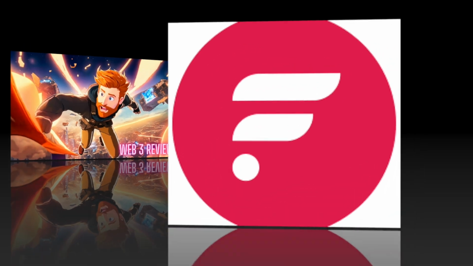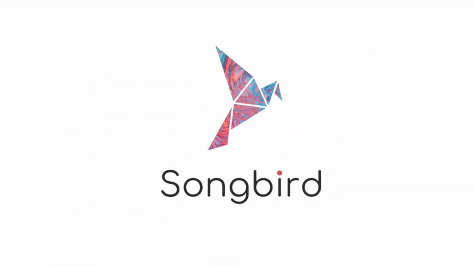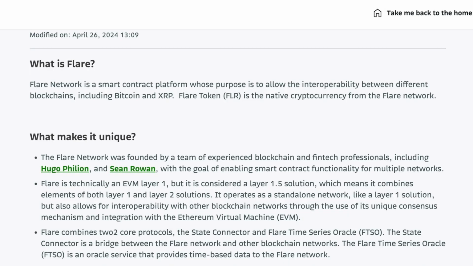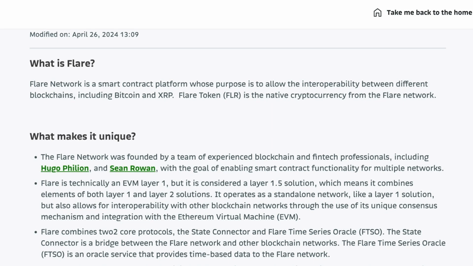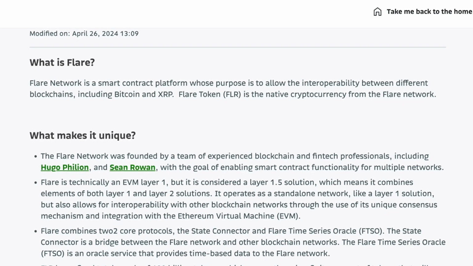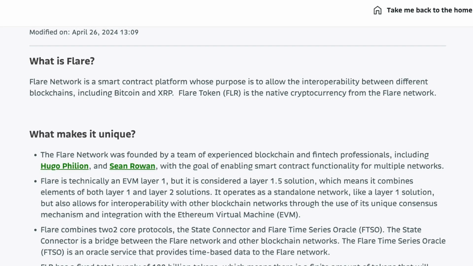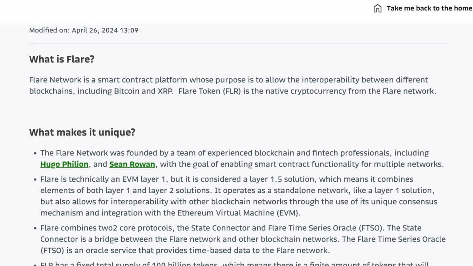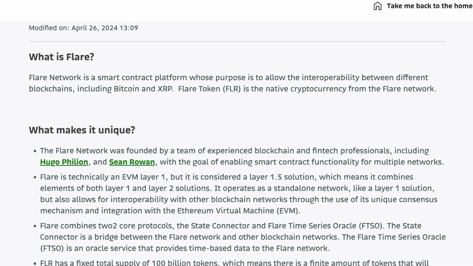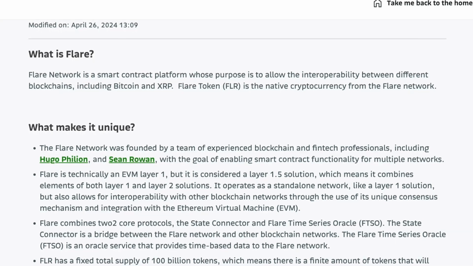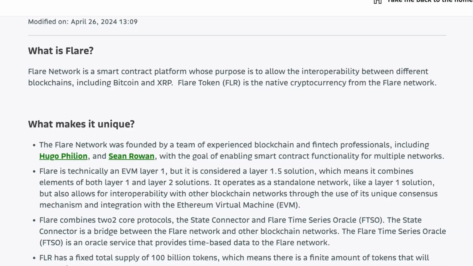Today, we are going to be talking about FLR and Songbird. Let's go. So what is FLR? As put by Bitso, FLR Network is a smart contract platform whose purpose is to allow the interoperability between different blockchains, including Bitcoin and XRP. The FLR token, FLR, is the native cryptocurrency from the FLR networks.